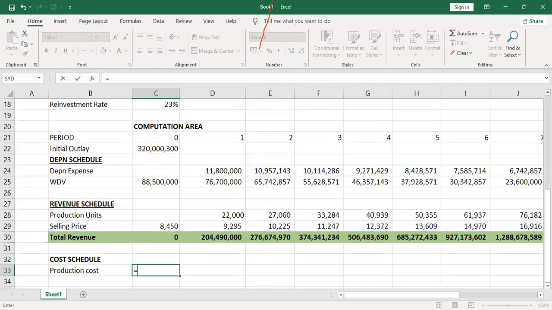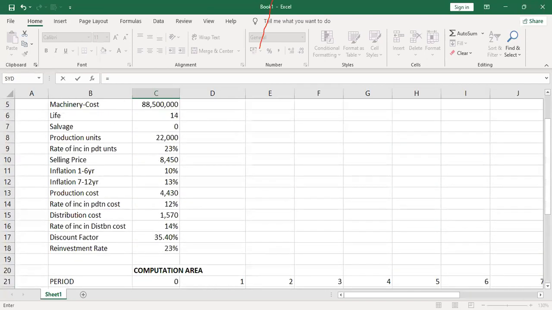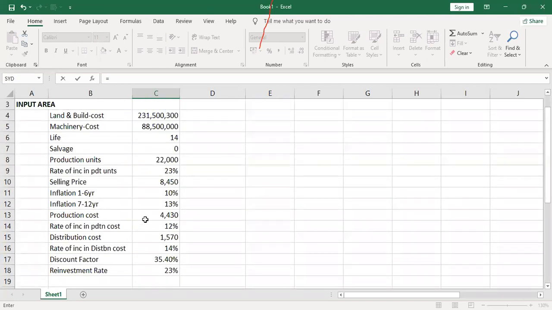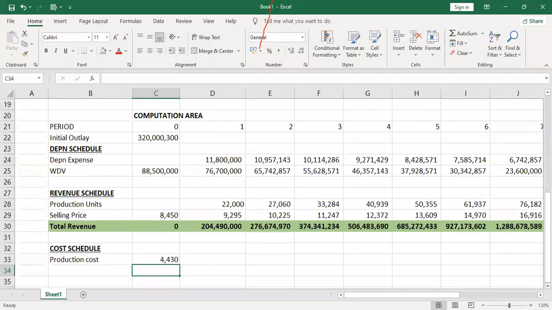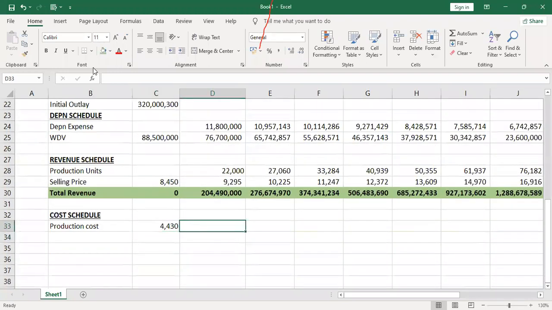Go and click on the production cost. And the production cost is 4,430, press enter. And then you calculate the production cost in year 1. So how do you get the production cost in year 1? Coordinator, are you there? Yes, I'm there.